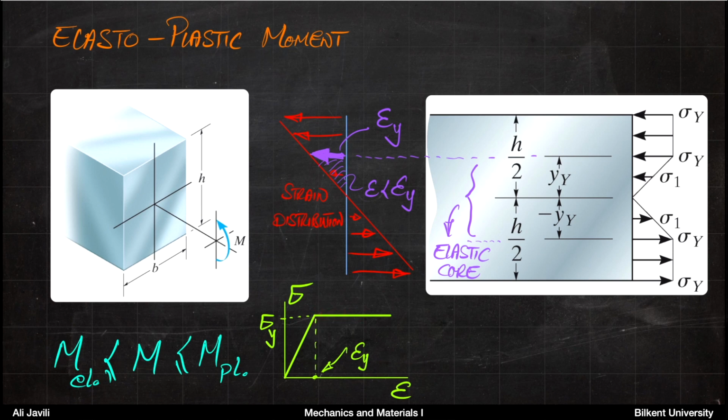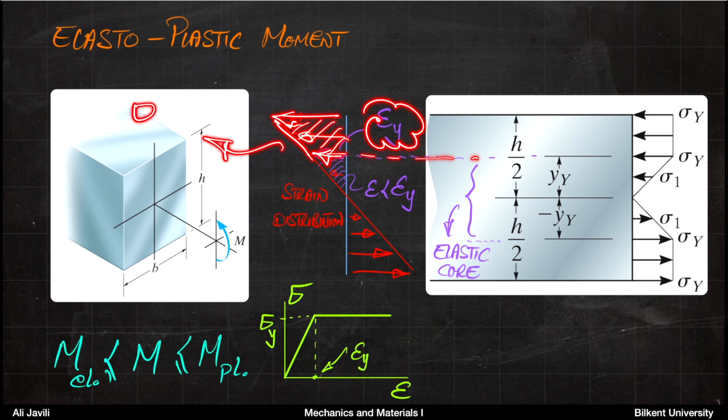So again, if you assume that you have a strain distribution like this, the strain distribution is still linear. But somewhere you would reach the strain epsilon y, and if the strain is larger than epsilon y, in those areas the stress would be just constant sigma y.